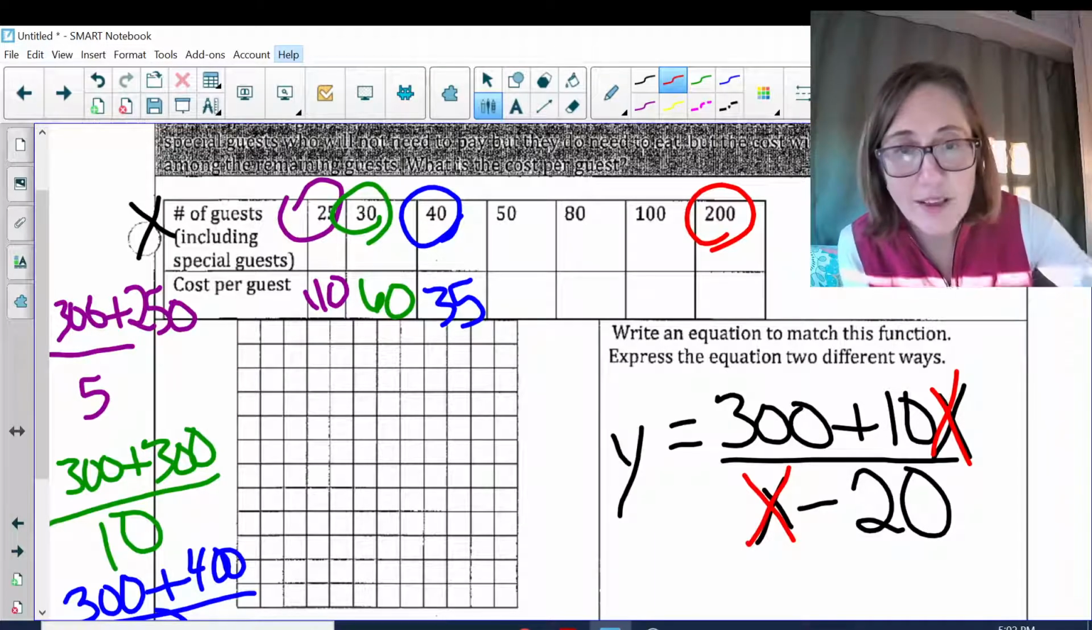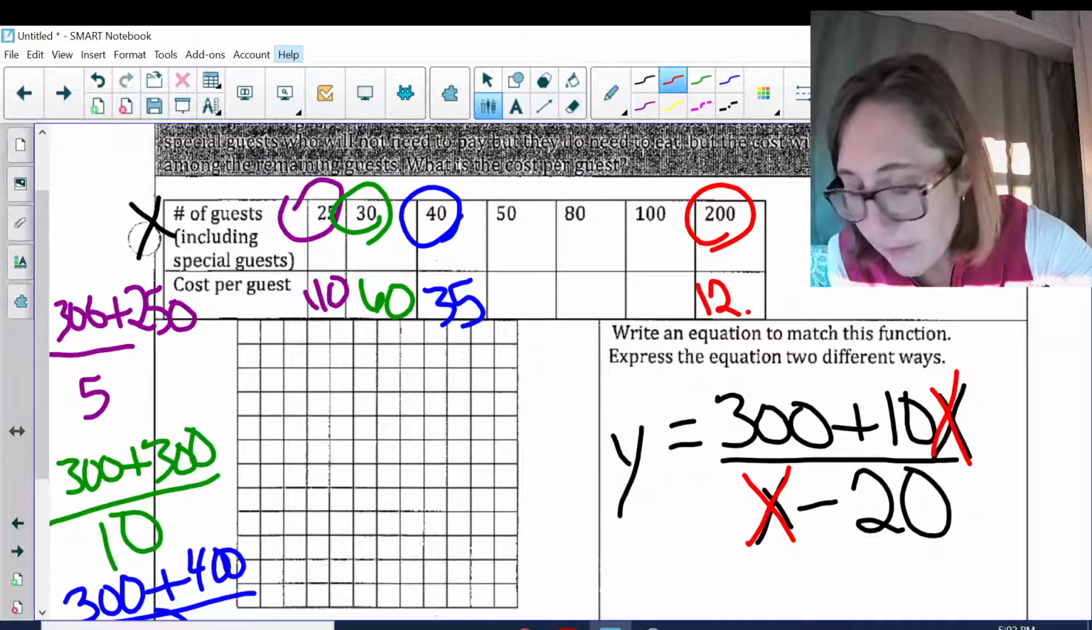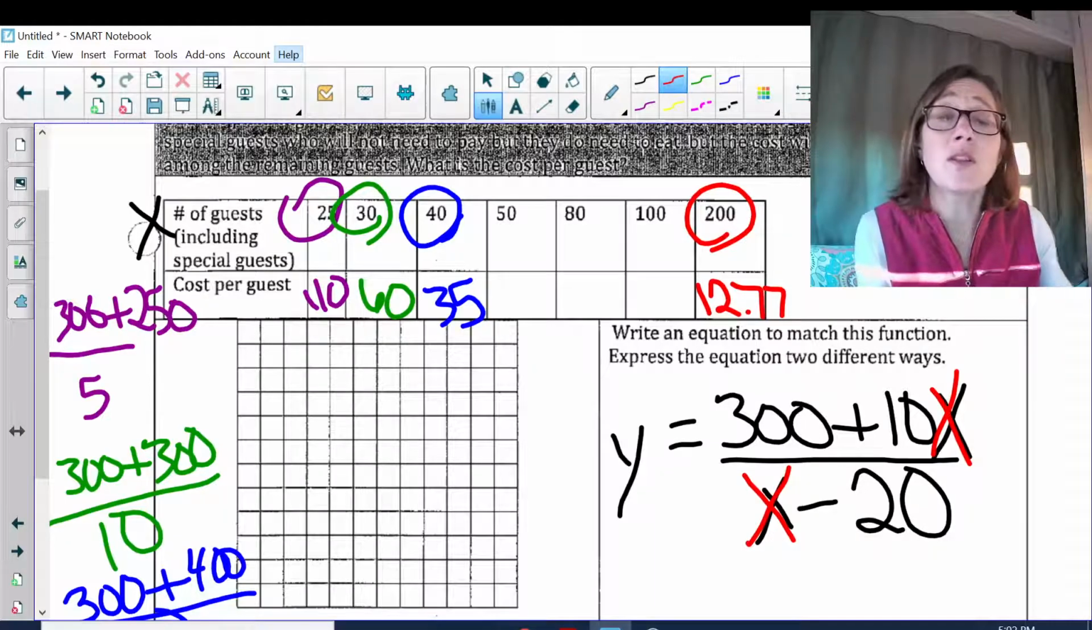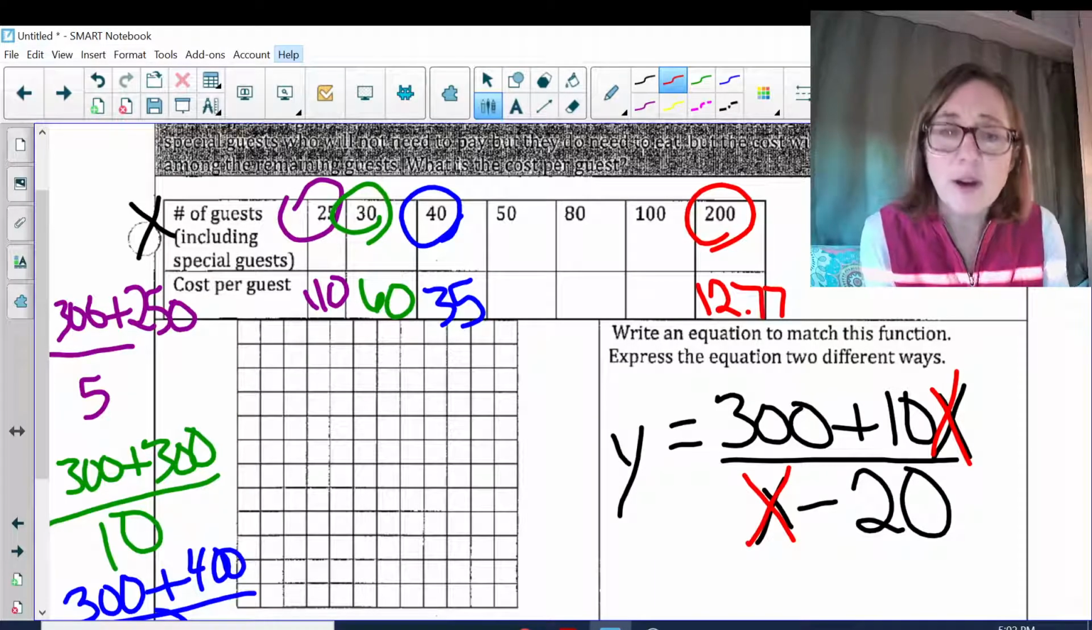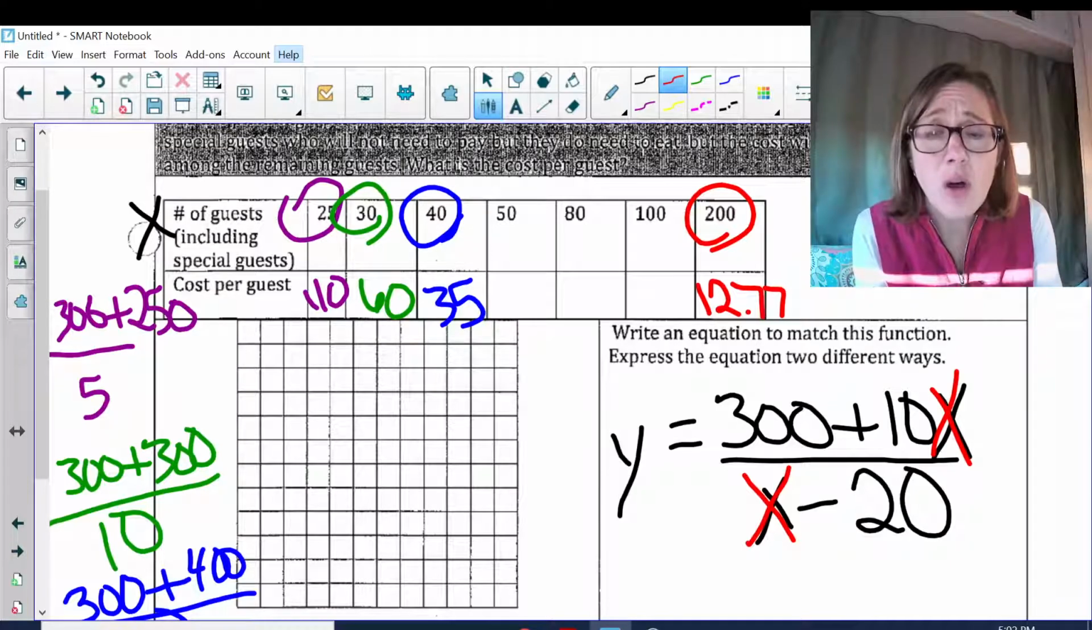So now it's down to only costing $12.77 per person. So the price is definitely dropping. Now I'm wondering what it's dropping to. Like how low could it possibly go?